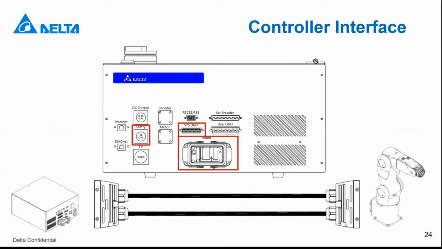And then next will be about the control interface. So first, you must connect these 3 connectors, then you can start to use the robot. First, it's easy. It's the robot connector itself. So you just need to connect the controller with the robot arm with this cable. Then it's done.